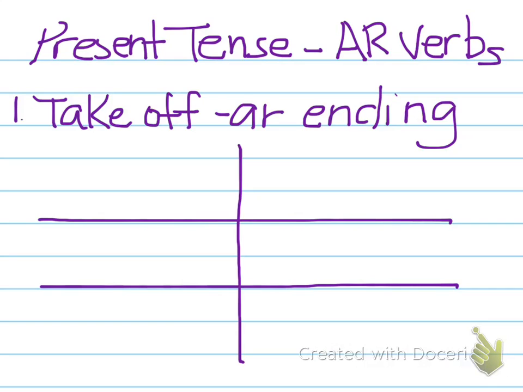If you're talking about you doing an action like I speak, hablar, you drop off the AR and add an O. For the tú form, drop off the AR and add AS. For the él, ella, usted form, drop off the AR and add an A. For the nosotros form, drop off the AR and add amos.